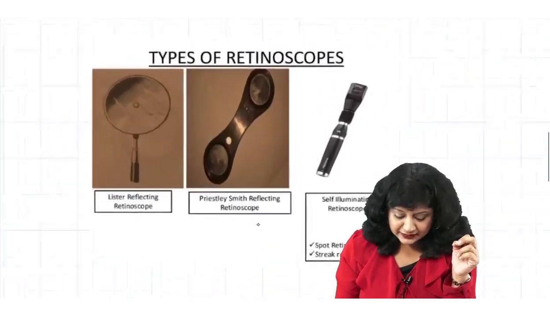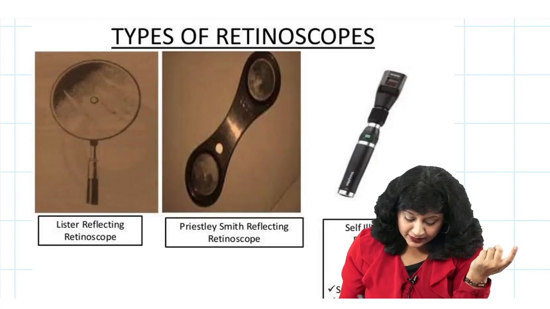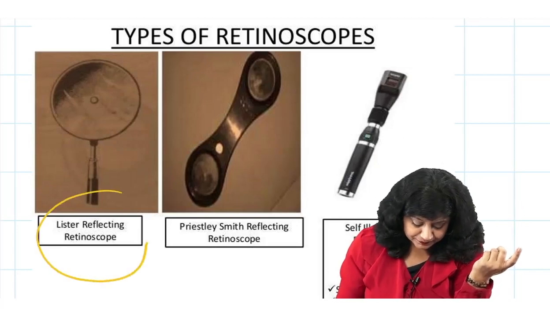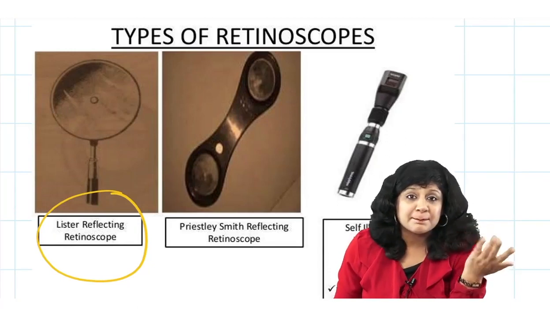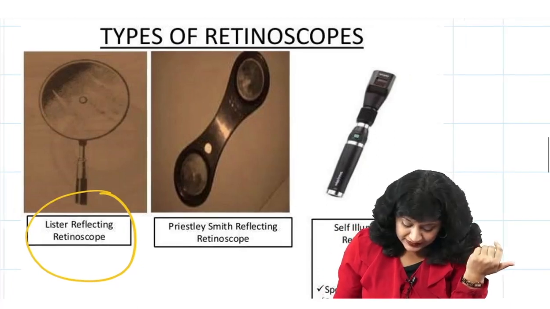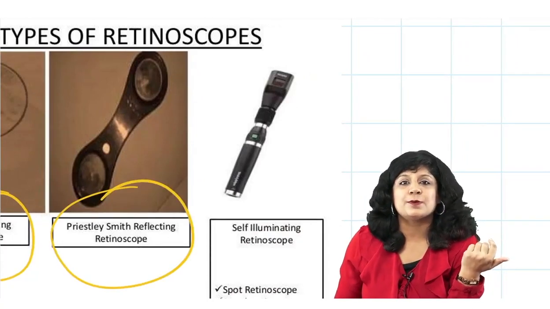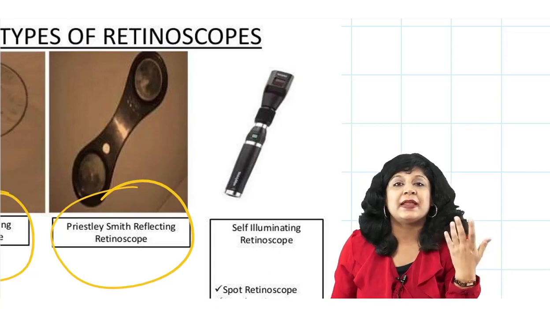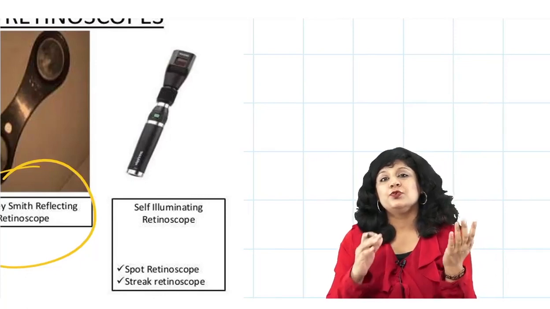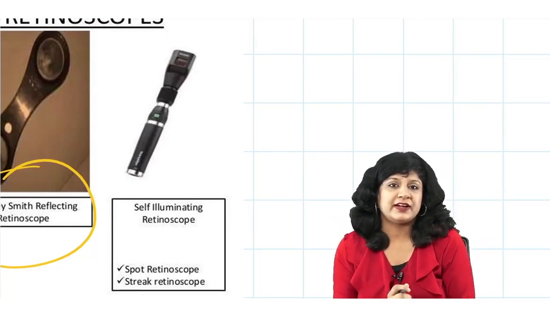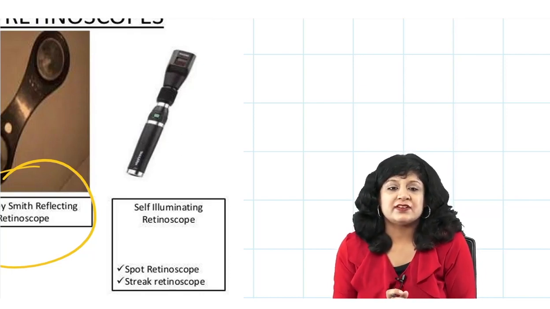Now these are the different kinds of retinoscopes that we have been using. The oldest one was this Lister's reflecting retinoscope. That was a very simple kind of retinoscope. Then we started using this Priestley Smith reflecting retinoscope. Earlier retinoscopes were a plain mirror that we were using, but nowadays we use the most evolved retinoscope, that is your self-illuminating streak retinoscopes.